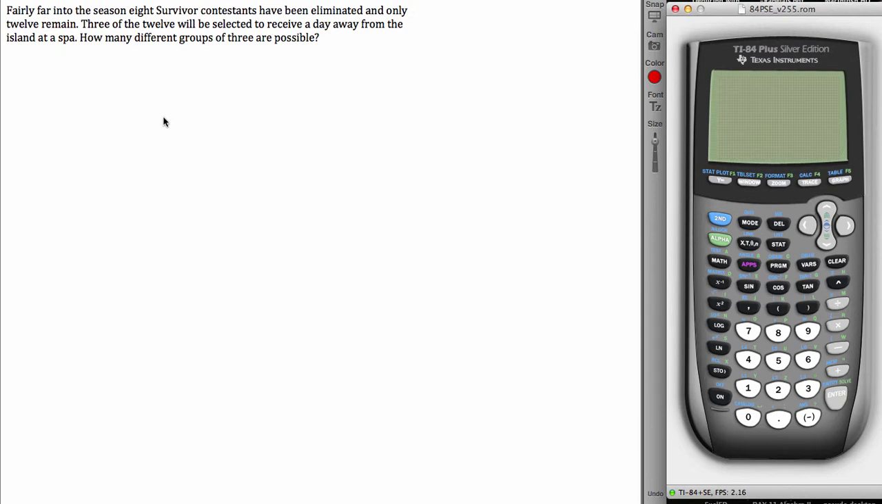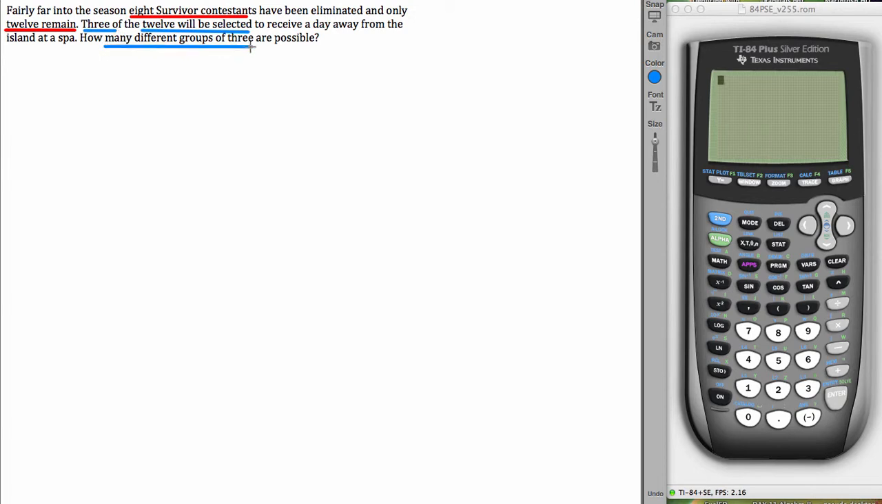Let's get more specific. Reading into this question, fairly far into the season, 8 survivor contestants have been eliminated and only 12 remain. At this point, you're probably not sure whether the 8 or the 12 is the important number, so you read further. It says 3 of the 12, perhaps that 3 is important. 3 of the 12 will be selected to receive a day away from the island at a spa. How many different groups of 3 are possible?